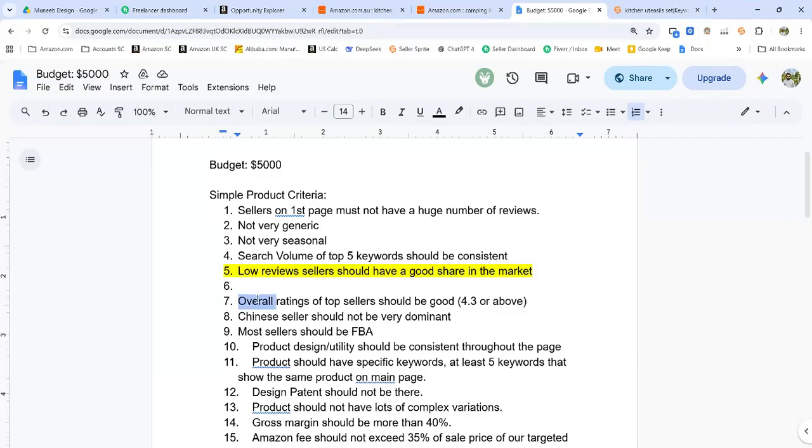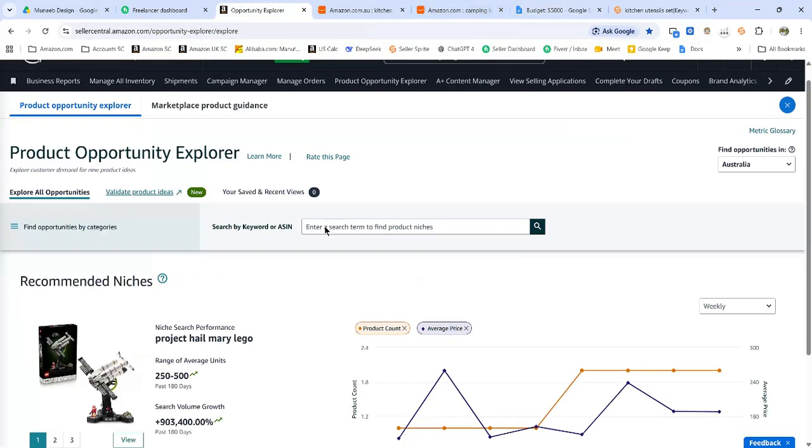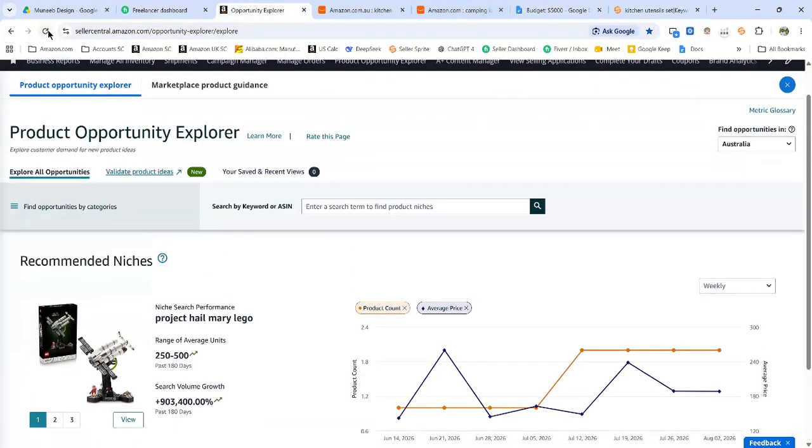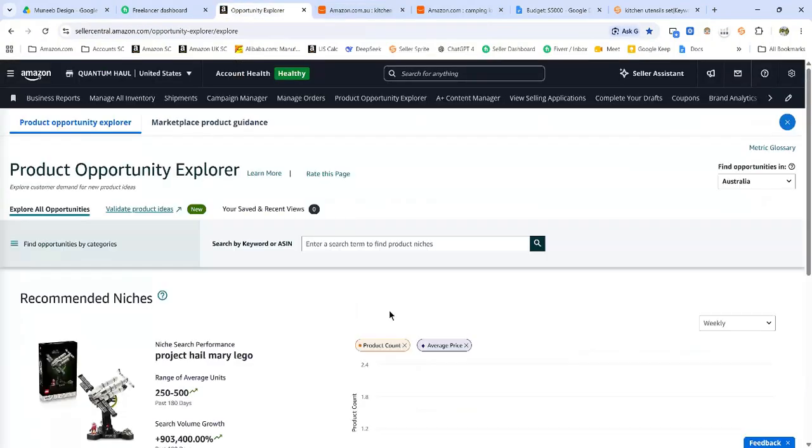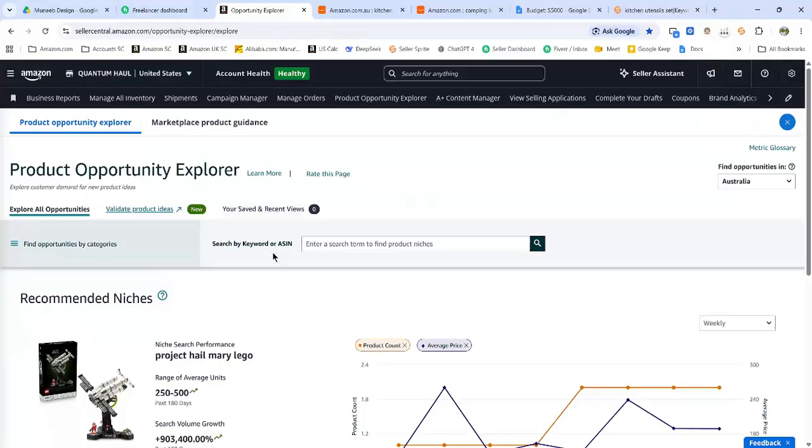Overall rating of top sellers should be good, 4.3. This we discussed in the product opportunity explorer as well, that overall the return rate should be good and the rating should be good as well.